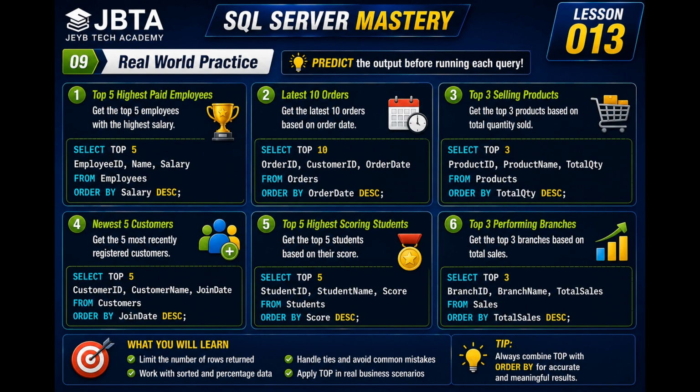Next, imagine a sales management system. The sales manager wants to see the top 10 best-selling products for this month. Using the top clause, SQL Server returns only the products with the highest sales. This helps management quickly identify their best-performing products. Let's consider another example. In a school management system, the principal wants to display the top 3 students based on their examination marks. The data is sorted by total marks in descending order. Then the top clause returns only the highest-ranking students.